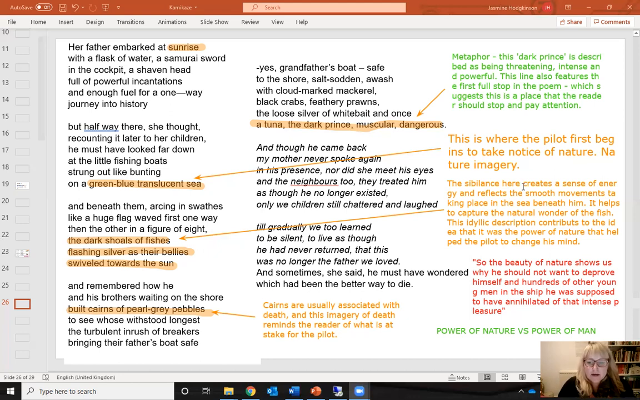And the sibilance here creates a sense of energy and reflects the smooth movements taking place in the sea beneath him. Sibilance is often linked to calm and things like that. And it helps to capture the natural wonder of the fish. This idyllic description contributes, I spelled that incorrectly, contributes would have an E there, contributes to the idea that it was the power of nature that helped the pilot to change his mind, okay?